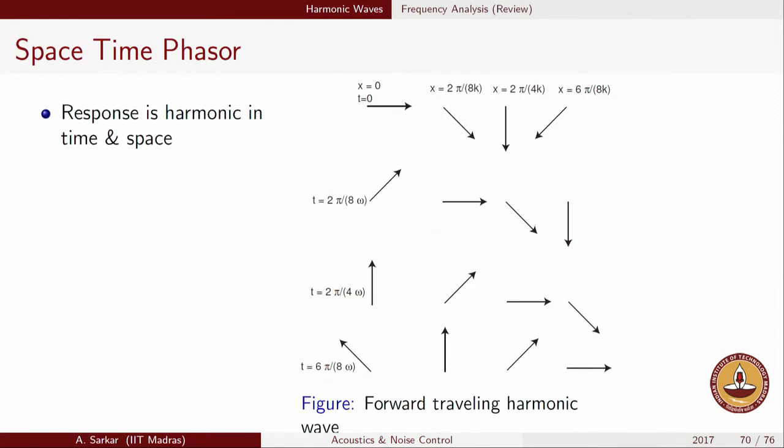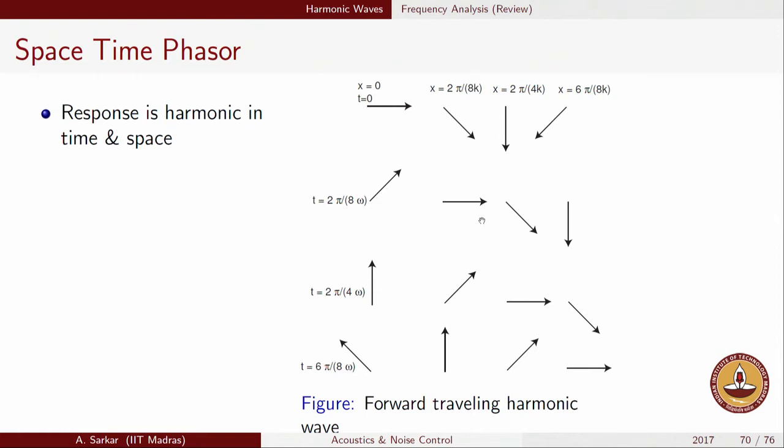Okay. Carrying on forward, now we introduce this idea of a space and time phasor. We already know what a time phasor is. If we look at any point, let us look at the first column of this figure. This plot is generated for x equals 0.